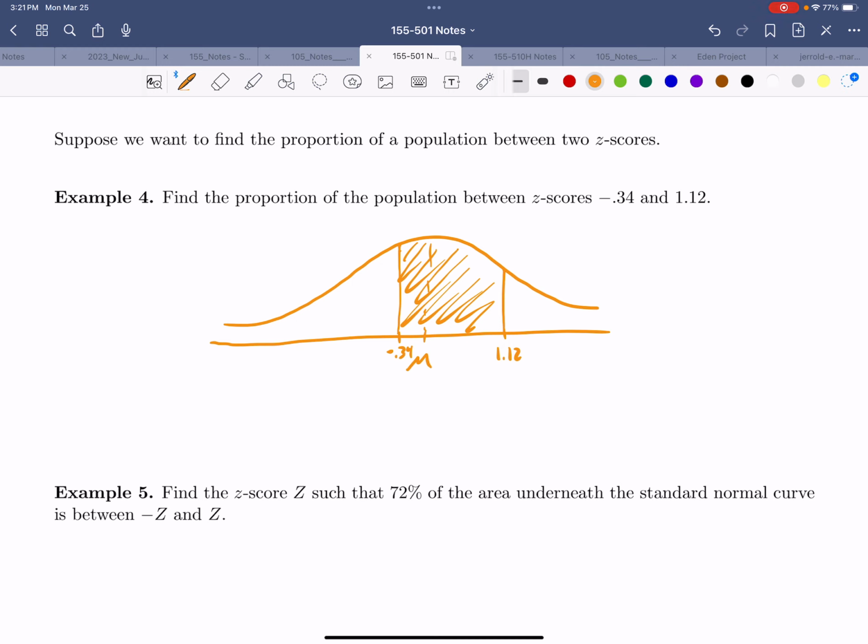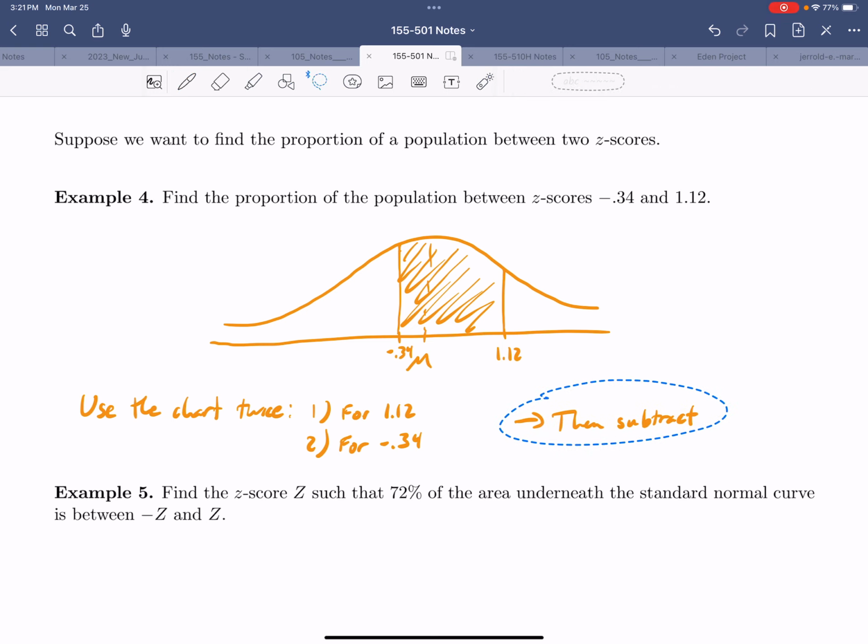What is this? All we have to do is use the chart from our book. We're just going to use it twice, once for 1.12 and then once for negative 0.34. Let's write that down really quickly. For negative 0.34, remember the negative matters. And then what we're going to do is subtract, and I'll clarify what that means. In fact, I'll move this over when we get our results.